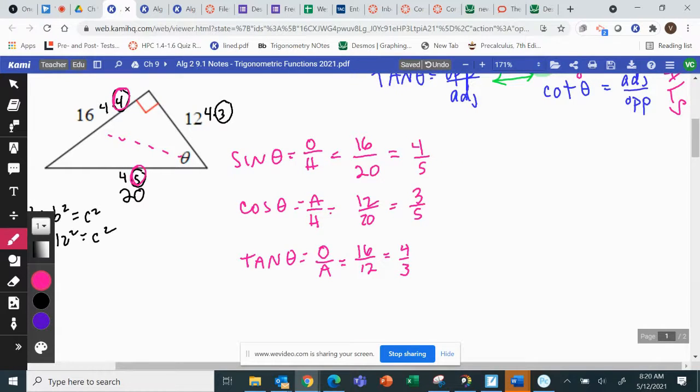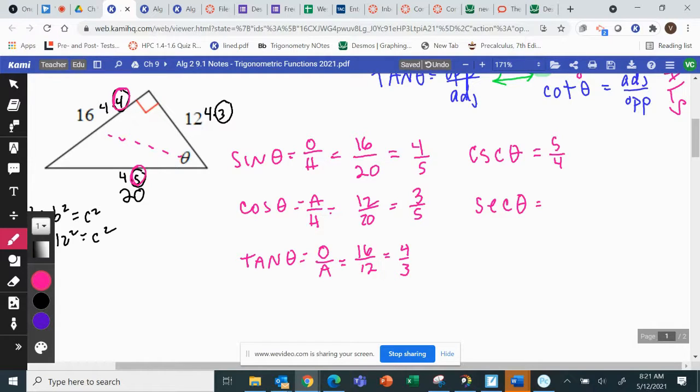Now we have the new ones. So now we have cosecant that goes with sine. Cosecant, just take sine and flip it. So Brooke, what will be my cosecant? 5 over 4, done. The next one, cosine, goes with secant, S-E-C.